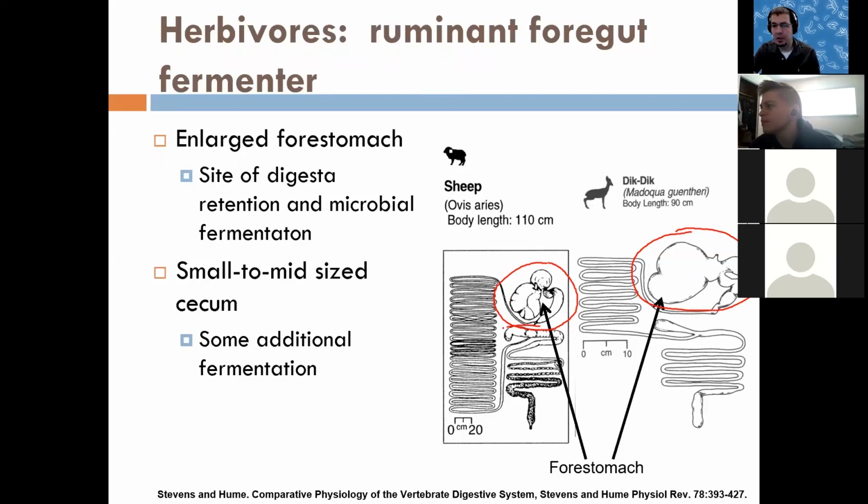We should also point out that there is a small to mid-sized cecum in these, where we have some additional fermentation. So we call these foregut fermenters. Most of their fermentation occurs in the foregut, but some occurs in the hindgut too. So it's kind of a spectrum. They're just foregut fermenting leaning.